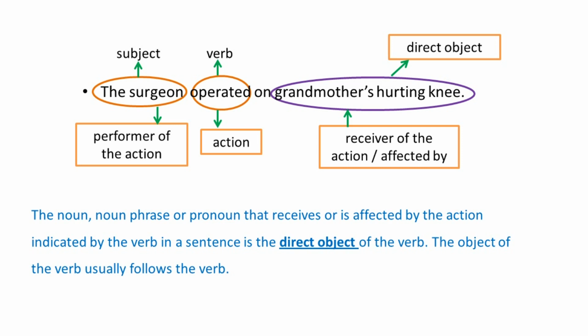So, the noun phrase or pronoun that receives or is affected by the action indicated by the verb in a sentence is the direct object of the verb. Once again, listen attentively. The noun phrase or pronoun that receives or is affected by the action indicated by the verb in a sentence is the direct object of the verb. And the object of the verb usually follows the verb, which means we usually write the object of the verb after the verb.